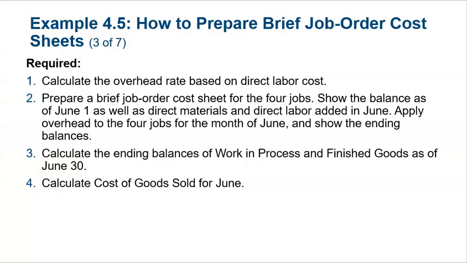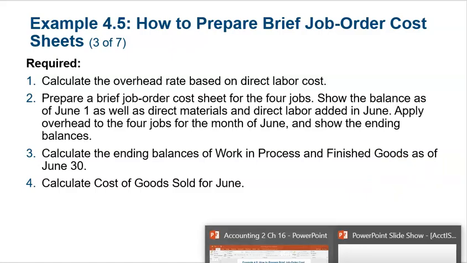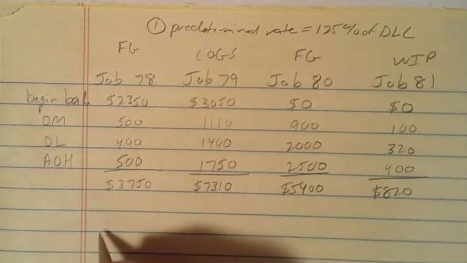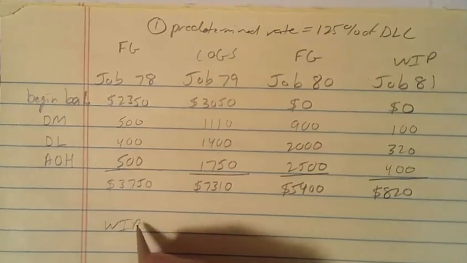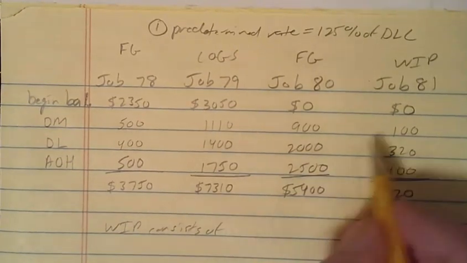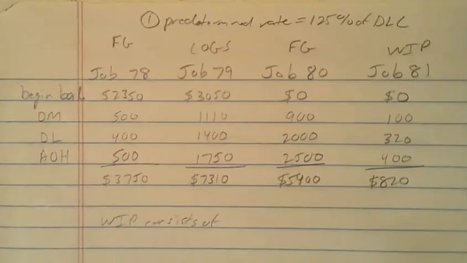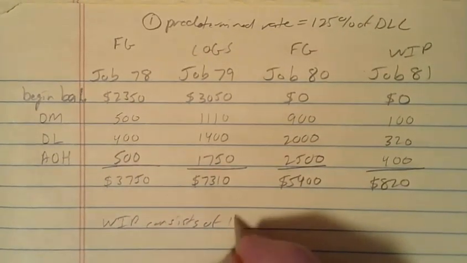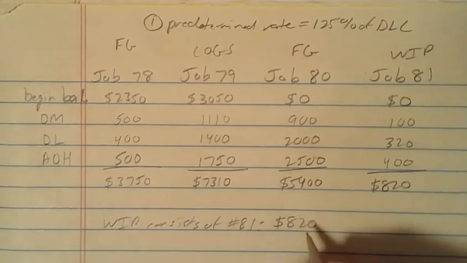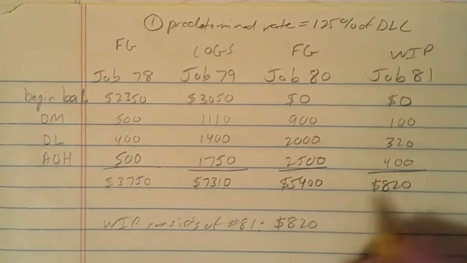Let's go back and see what else they want. Calculate the ending balances of work in process and finished goods as of June 30th. Well, let's just do that. Now, for work in process, consists of job 81. $820. There it is, right there.